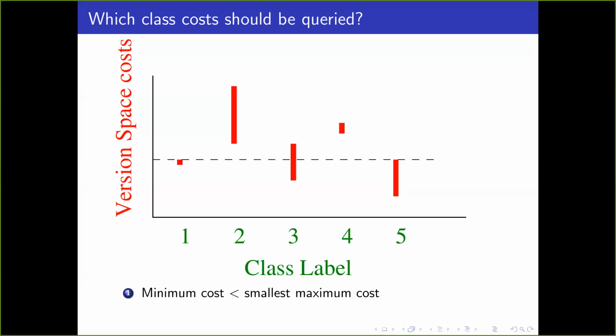But then there's another rule you can apply. You can say, if the cost difference does not matter, as it does not for class label 1, you don't care about it.